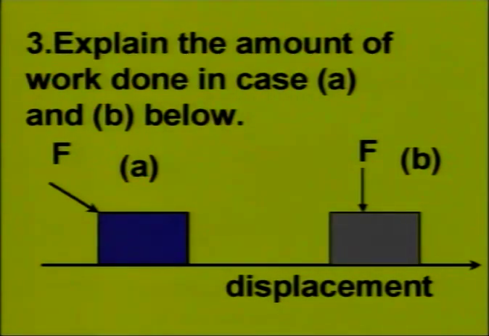We have question number 3A and B. Explain the amount of work done in each case below, meaning that you state whether it's going to be a positive work or negative work done. Nara, for question 3A, can you say what kind of work will be done? Okay. The work done will be negative. Okay, that is correct.